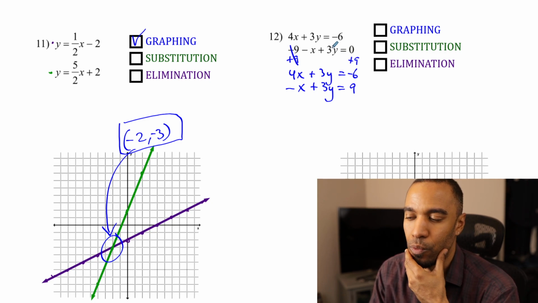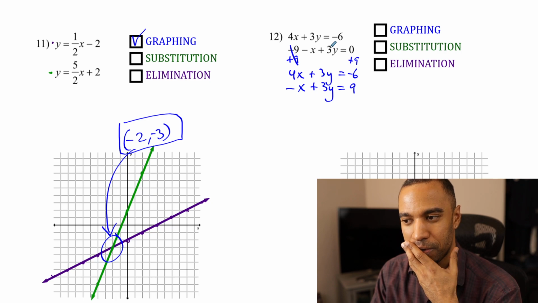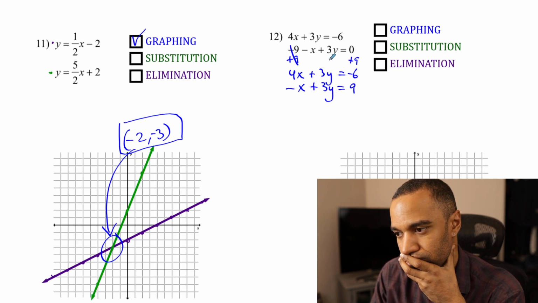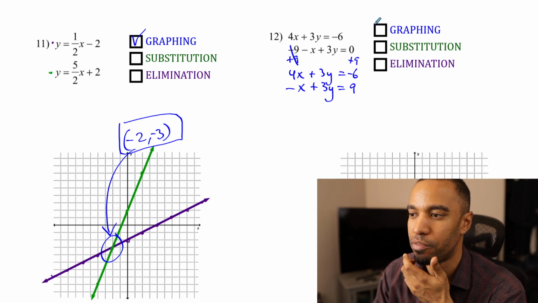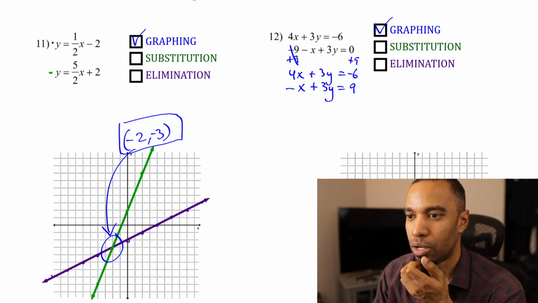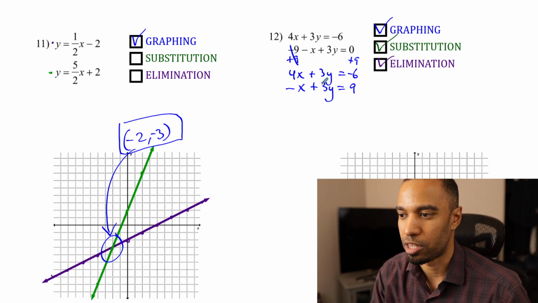For a grand finale, I wouldn't mind solving using every method. I'm going to show you something solving with substitution that'll be kind of cool. I'm going to solve using every method on this one here: graphing, substitution, and elimination. Now, if I'm going to solve by graphing, that means you need to be able to see my graph. I'll save graphing for last. I'm going to start with elimination. Seems like the best way to go.